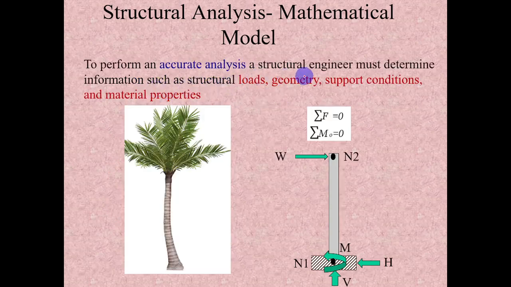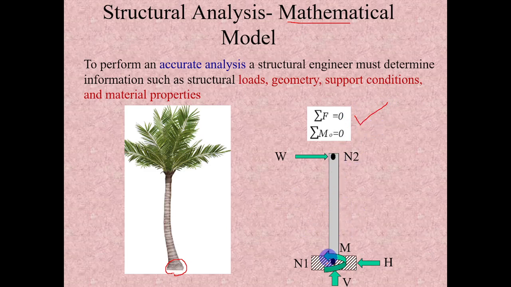A structural engineer must determine information such as what the loading could be, what the geometry of the structure is, what the support conditions are, and what the material properties of this particular structure are. For example, here we are seeing one natural structure, a coconut tree. This is the equivalent mathematical model to do the analysis. Since this is a determinate structure, the equilibrium conditions alone are sufficient. We may not require the compatibility conditions.